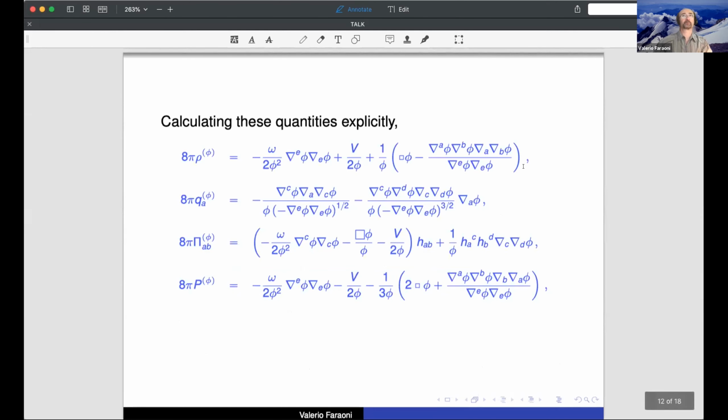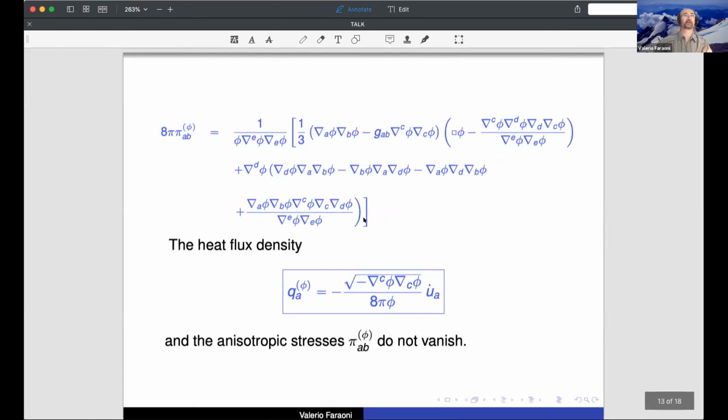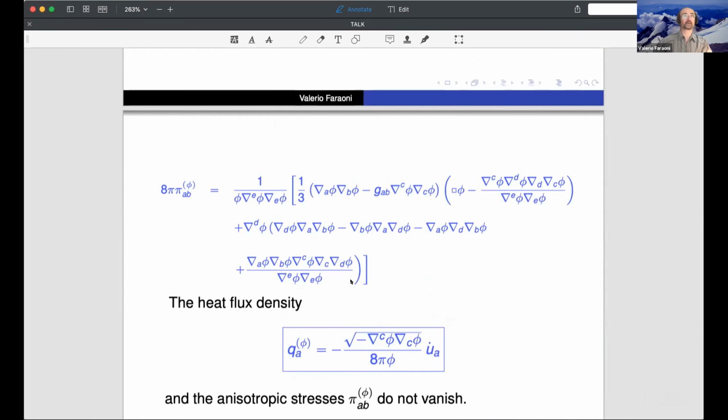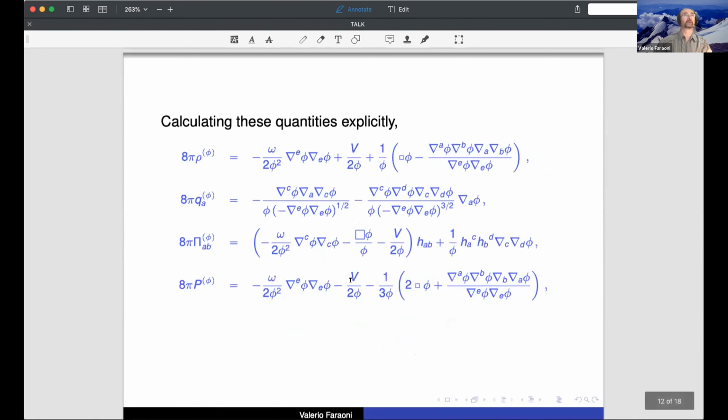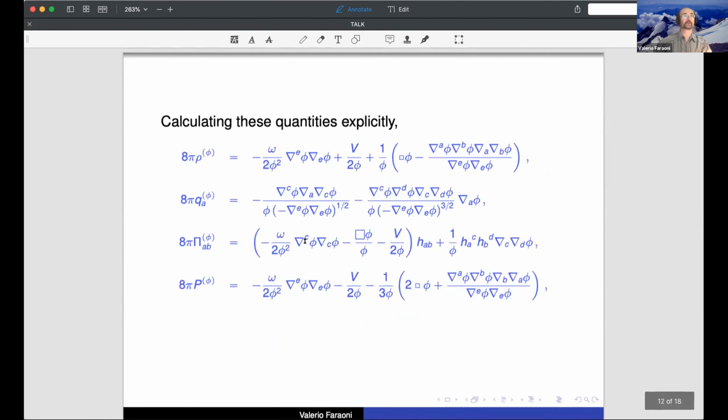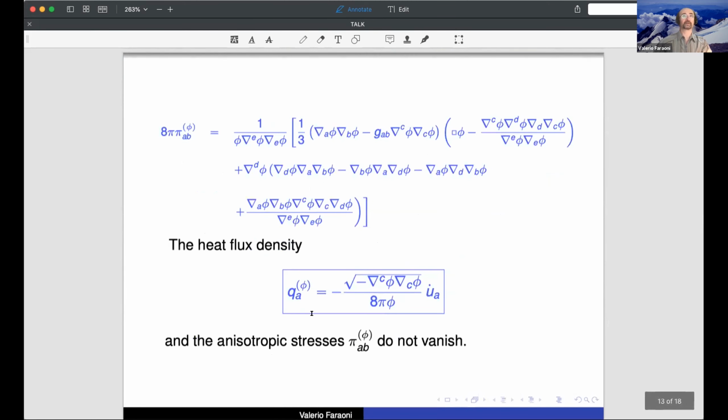So when you calculate these quantities explicitly, this is the result. Again, not much to remember. If you need details when you compute these quantities, you will identify all the details. These are all quantities built out of phi and its derivatives. And this is the anisotropic stress tensor. One thing I want to stress here is the heat flux density. When you compare this quantity with the expression for the acceleration that you derived a few slides ago, it's easy to realize that the heat flux density is proportional to the four-acceleration.